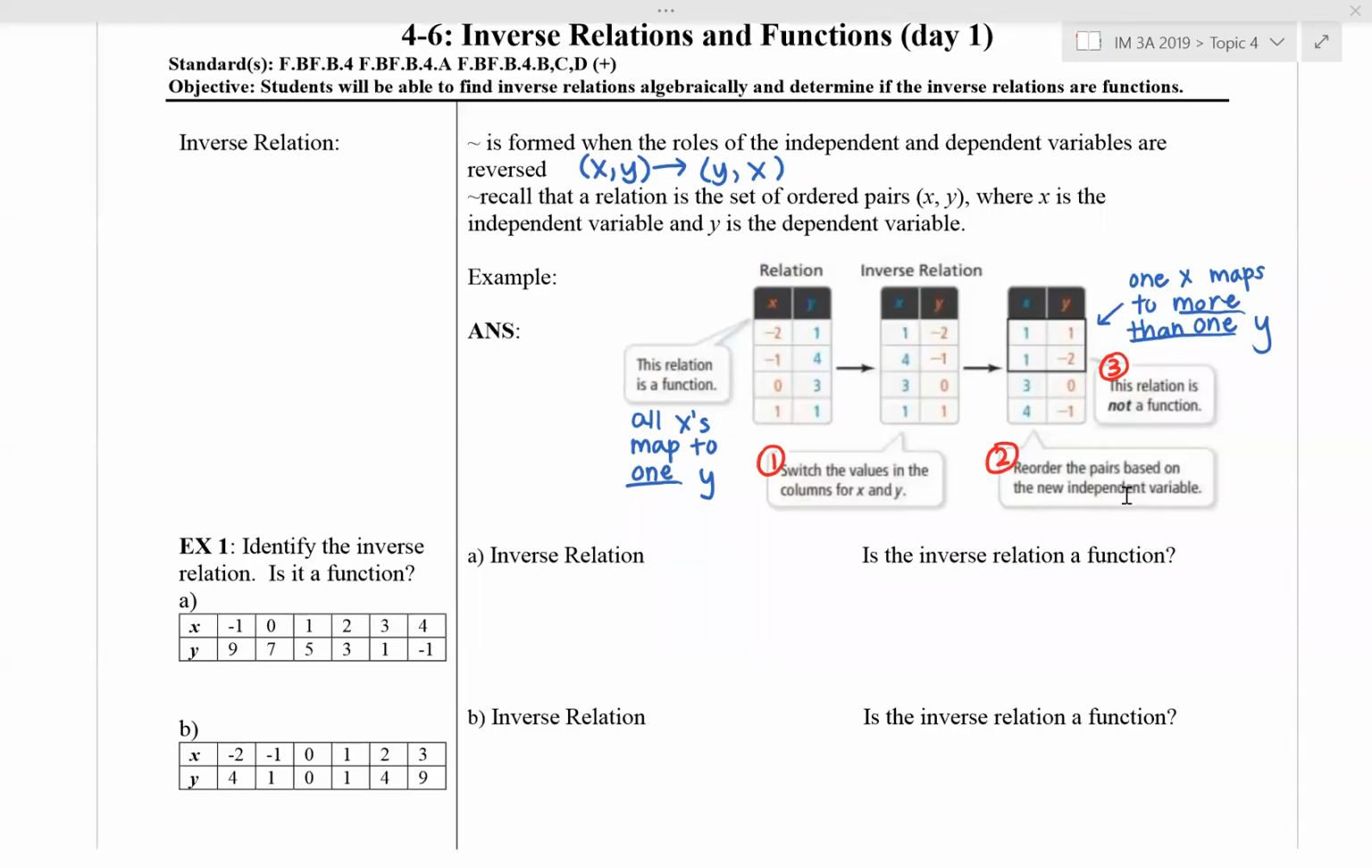In this video, I'm going to go over section 4.6 inverse relations and functions from day one. So we're going to look at examples 1 through 3. So we will be able to find inverse relations algebraically and determine if inverse relations are functions.